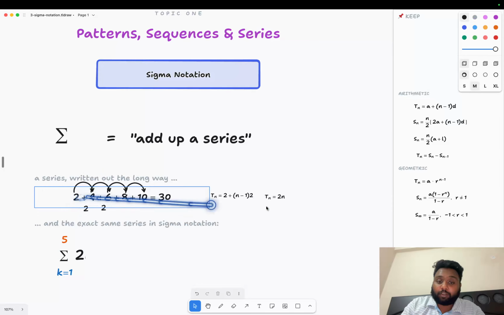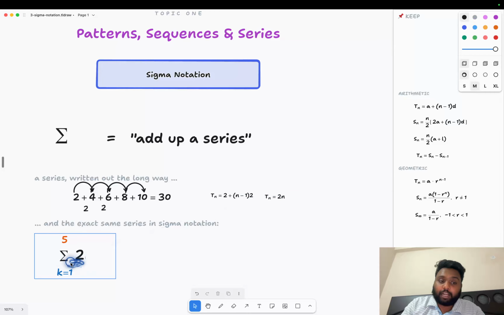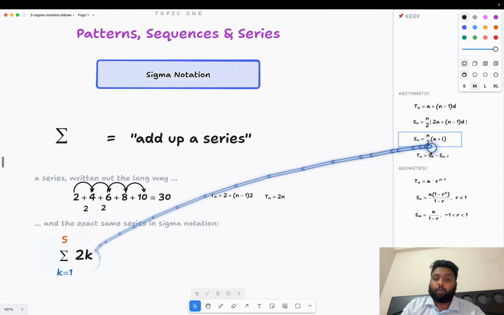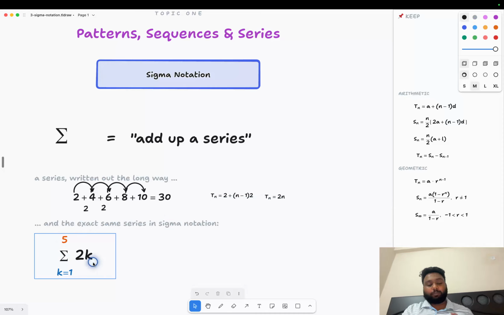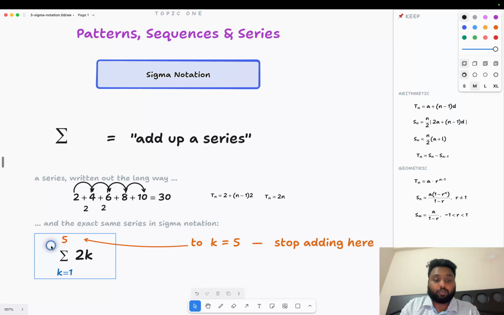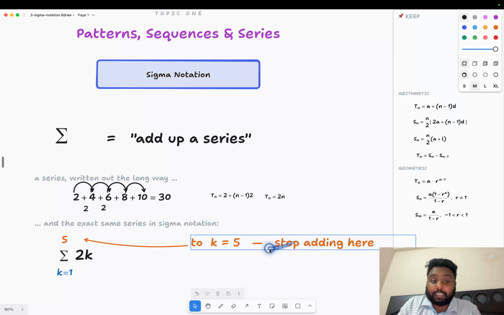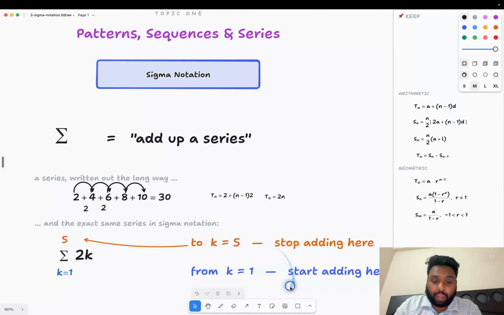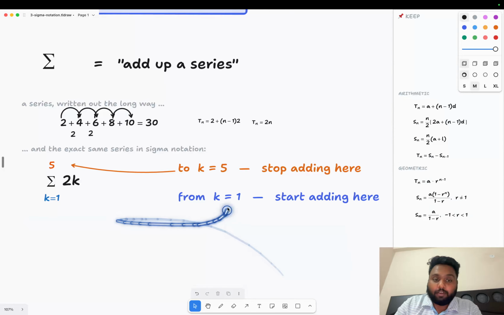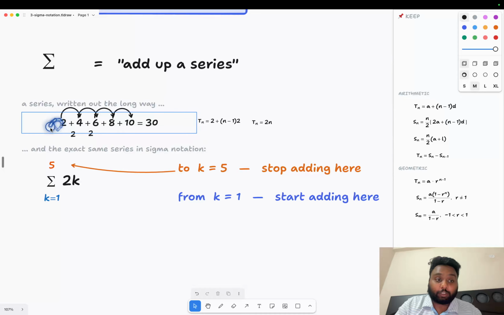We say for the value of n equal to 1, or k equal to 1, the first value is 2. And our generalized formula will come here. This will be 2k. We will replace n by k, of course, because we are using k as our arbitrary variable. And here we will write the last term of this series that we are going to use. Till what point are we going to add it? And we start from k equal to 1. From which point in this series do we start adding?